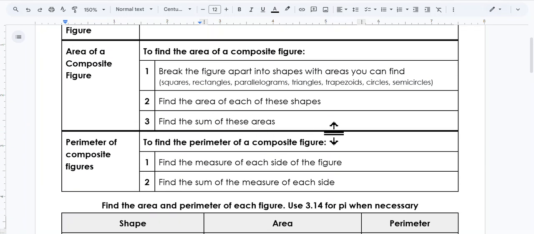To find the area of a composite figure, first you want to break apart the shape into areas that you can find. So you want to separate it into shapes that you know. It could be squares, rectangles, parallelograms, triangles, trapezoids, circles, semicircles, anything that we have an area formula for. Then you want to find the area of each shape, and then find the sum of those areas. You add them all together, and that gives you the composite figure's total area.